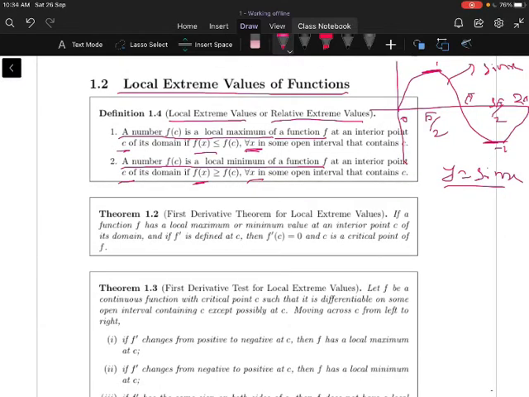So from the example y is equal to sin x, you observe that 1 is the local maximum value and minus 1 is the local minimum value of the function y is equal to sin x for the interval 0 to 2 pi.